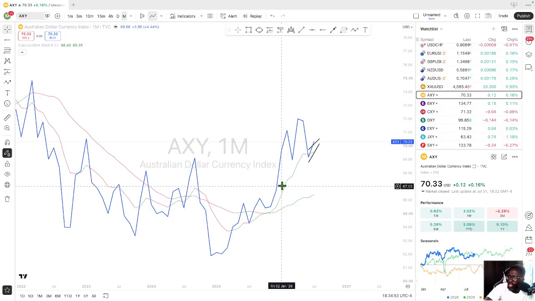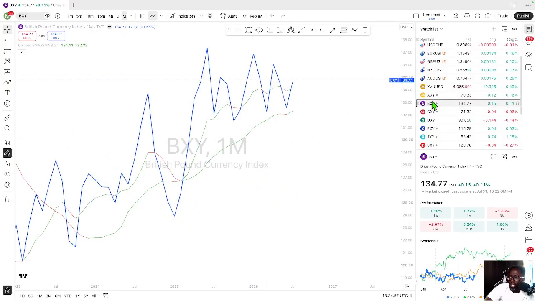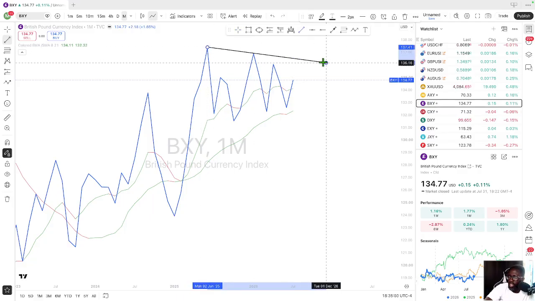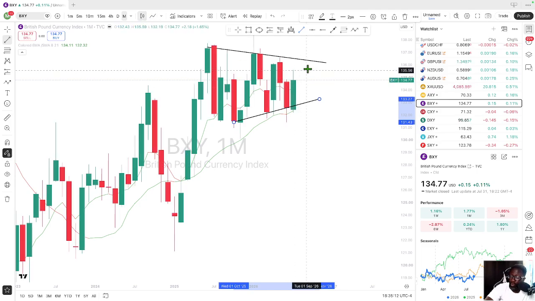All right, so Australian dollar looks bullish. British pound, oh well, it's not trending, right? Because you have lower highs and higher lows. So again, we're stuck in this, which means we're probably gonna see this type of movement for a while till it breaks. Can we get it this month? Most likely this month we'll get something.